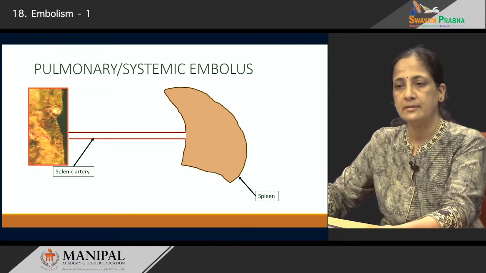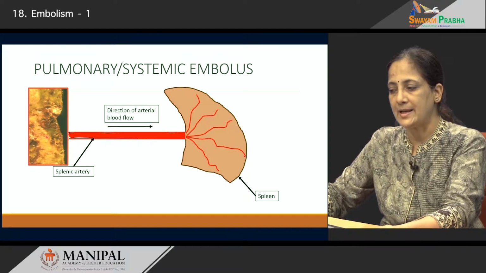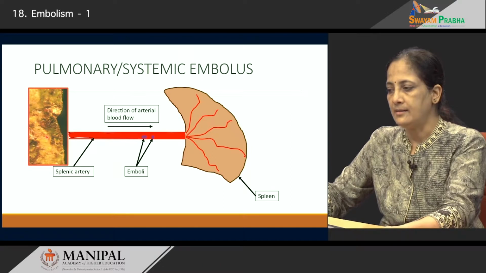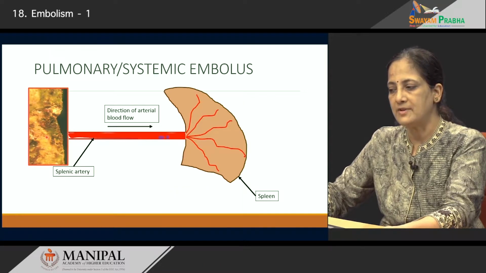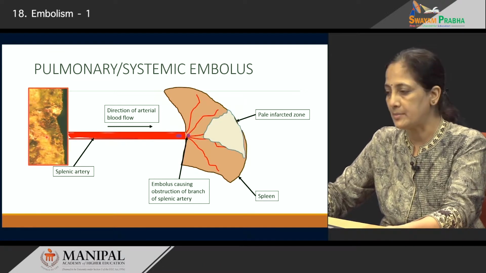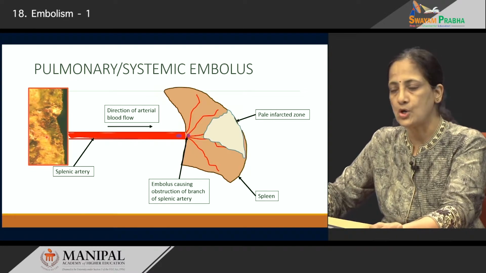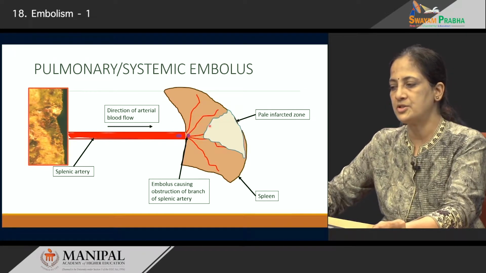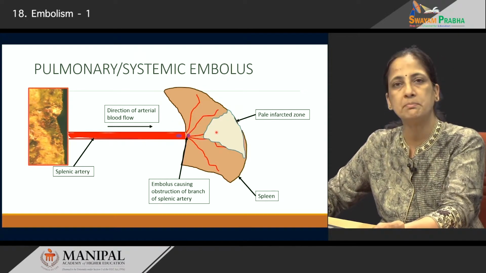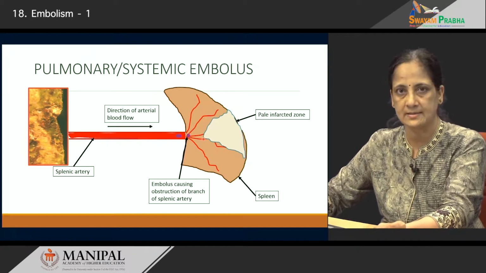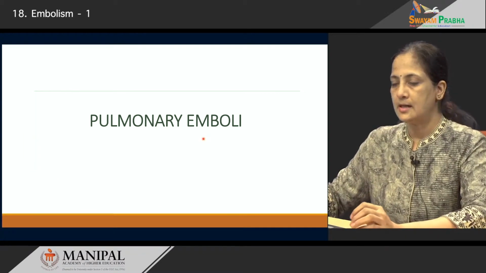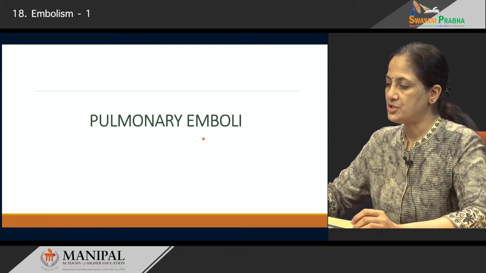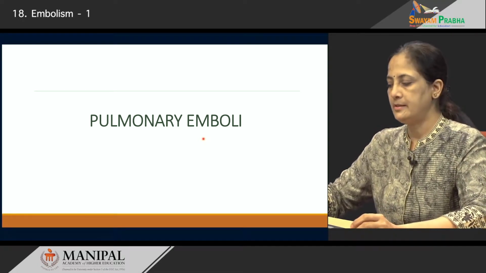For example, here it can go into the splenic artery and go into smaller and smaller vessels within the splenic parenchymal bed until it gets lodged in a distal vessel, blocks the blood supply and results in infarction of the splenic tissue supplied by that blocked vessel. Let us now look at the specific features of pulmonary emboli.